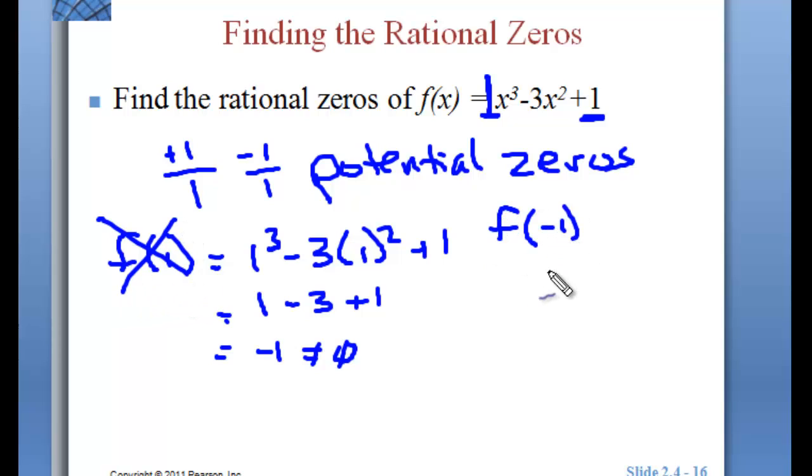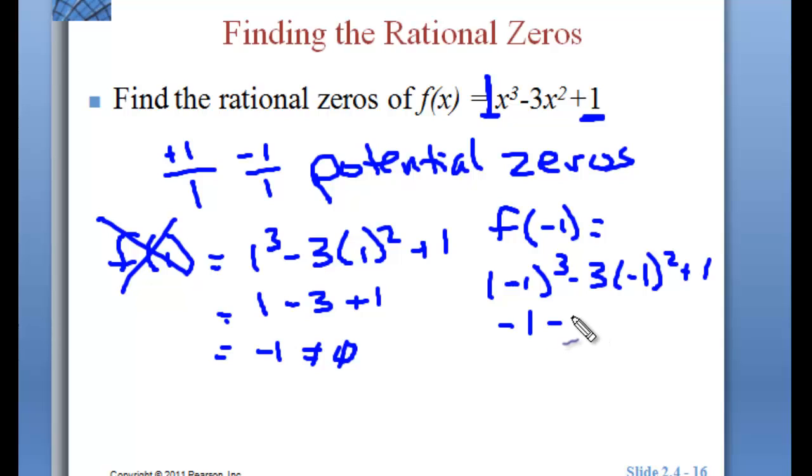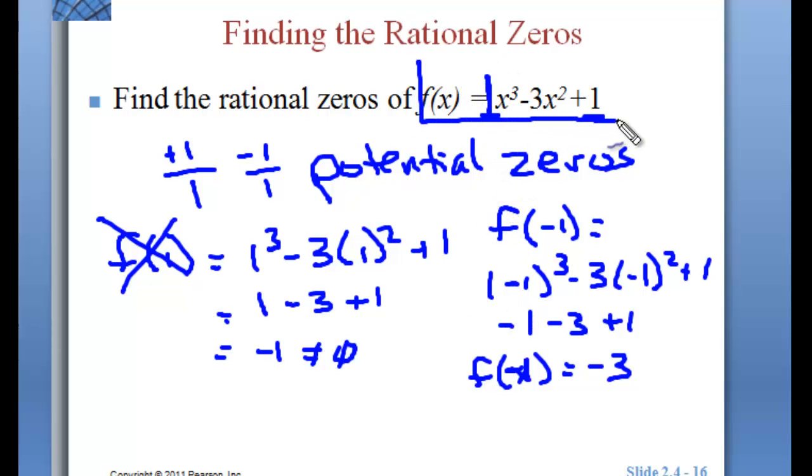If we look at f of negative 1, we have negative 1 cubed minus 3 times negative 1 squared plus 1. This is negative 1 minus 3 times 1 plus 1. So f of negative 1 equals negative 3. Again, not a 0. So neither one of these is a zero, so this function has no rational zeros. Let's take a look at the graph of it.